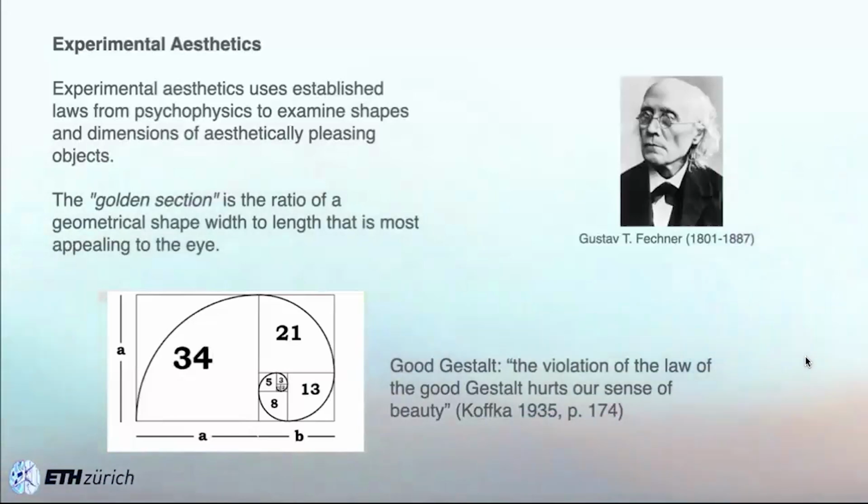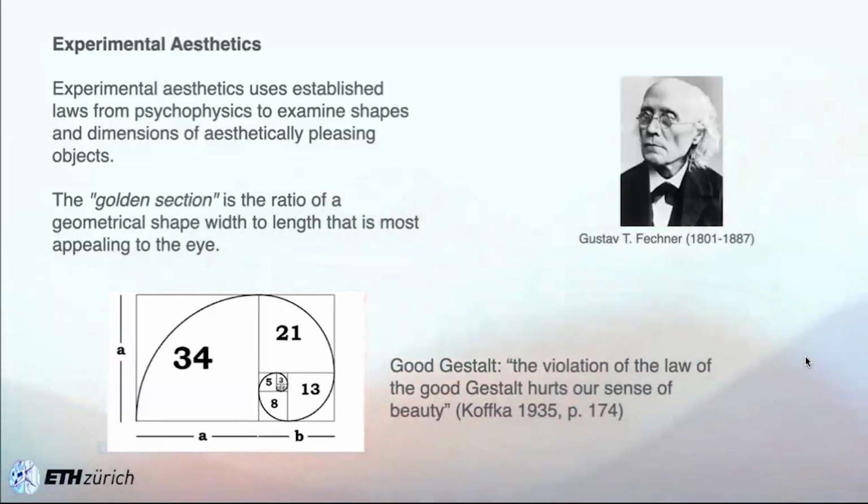But back in the early 1800s, Gustav Fechner, who was an early experimental, well, they didn't call him psychologist then, but he gave rise to a lot of the ideas that we've used at the start of the birth of modern psychology and throughout. He established this idea of experimental aesthetics, based on laws from psychophysics to examine shapes and dimensions of aesthetically pleasing objects. So can we use mathematical formulae or physical properties, things that we can measure, to determine what is beautiful, what is aesthetically pleasing?